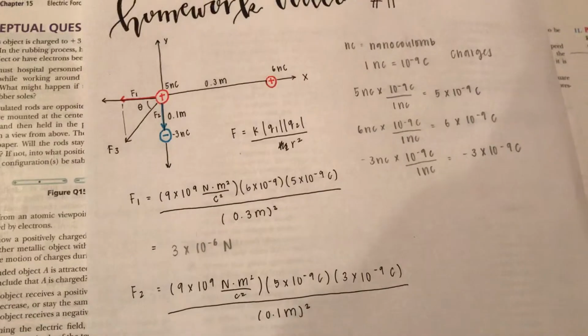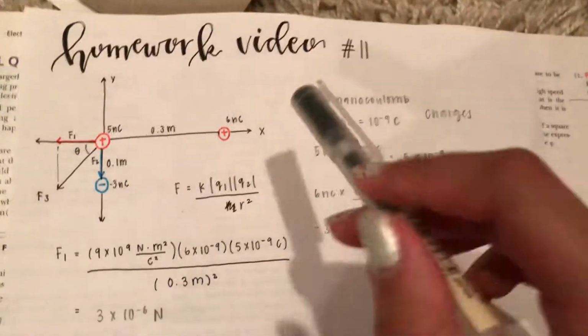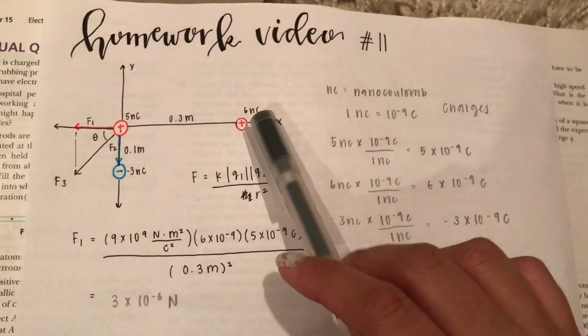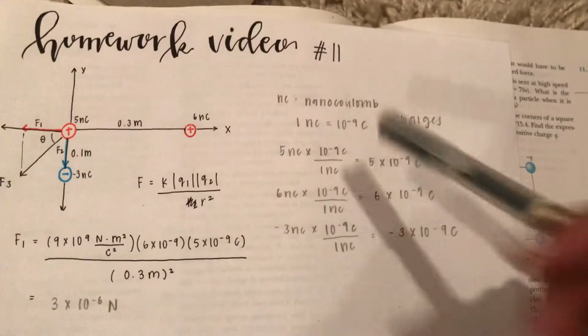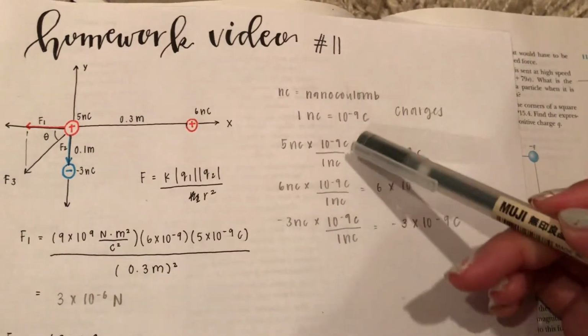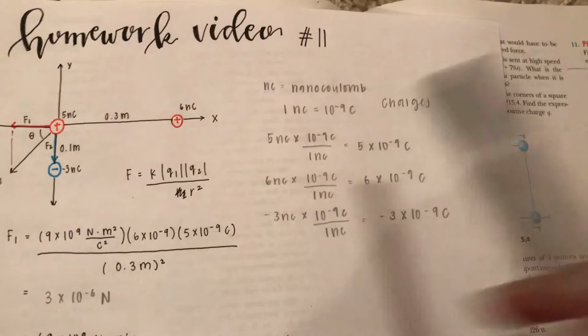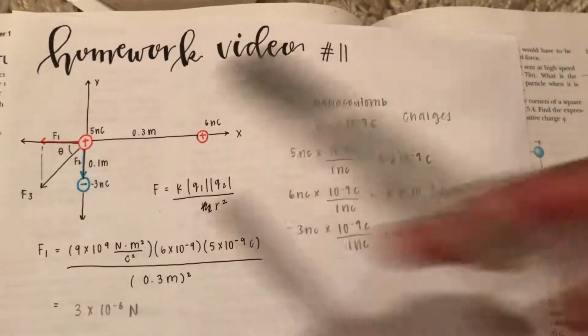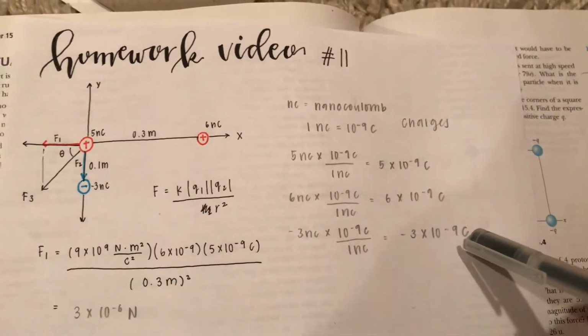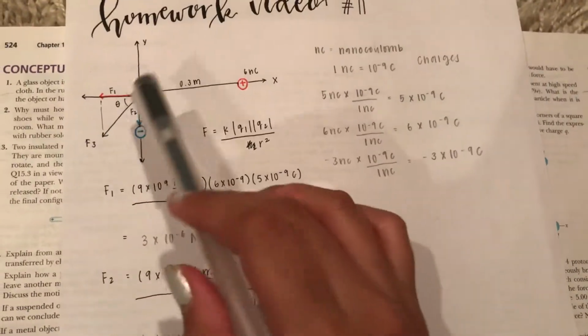So first, what we needed to do is convert all of our values to coulombs, since they're given to us in nanocoulombs. So I googled it and I found that 1 nanocoulomb equals 10 to the negative 9th coulombs. So converting all these three values of the charges, I got these three values here. So now we can plug them into our formula to find our forces.